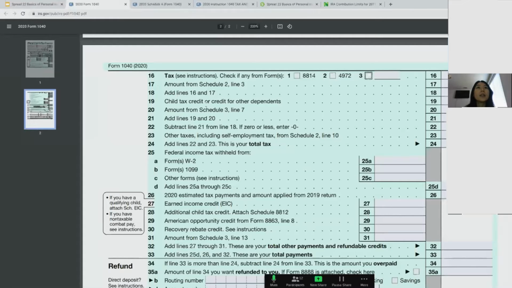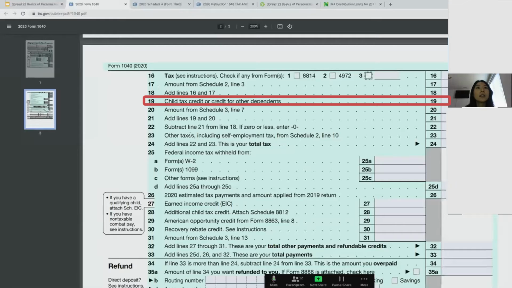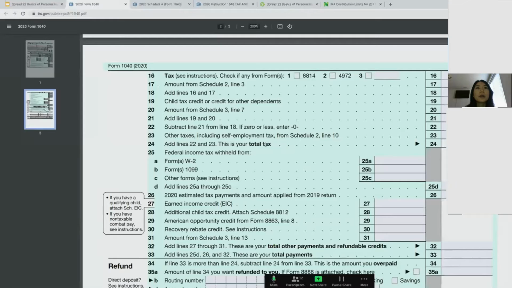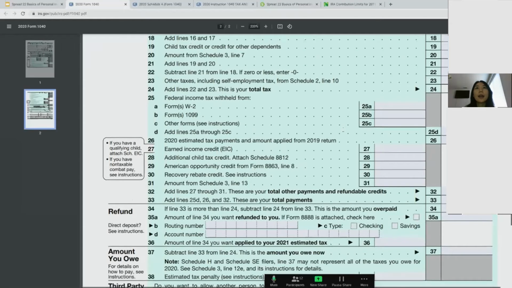From here, you get credits, right? Line 19 is the child credit. There are some other things that lower your taxes, but then at line 24, that's your total tax, right? After that one credit, there are other credits. That's probably on Schedule 3. But if you have any other credits that come before adjusting, then you would pop them in over here. And then this is your total tax.